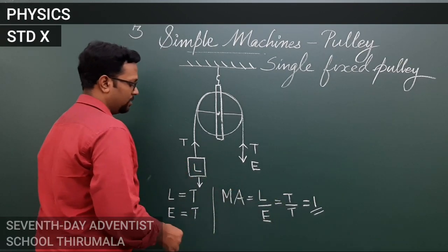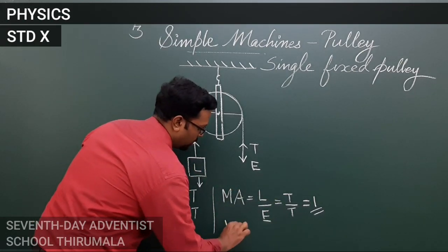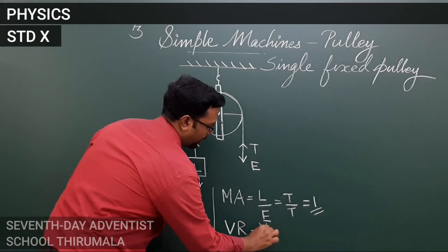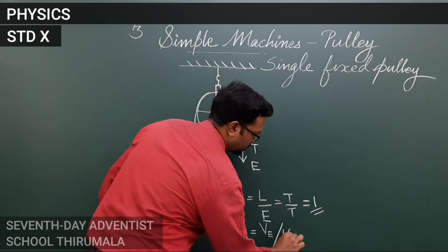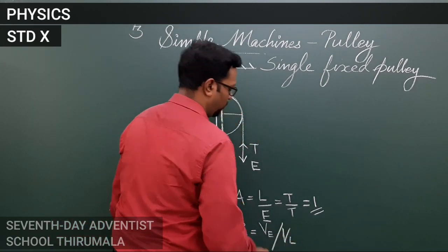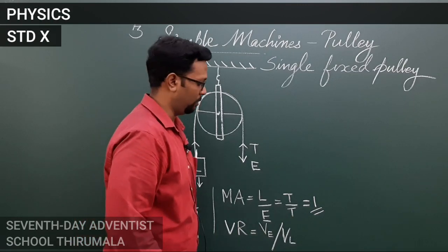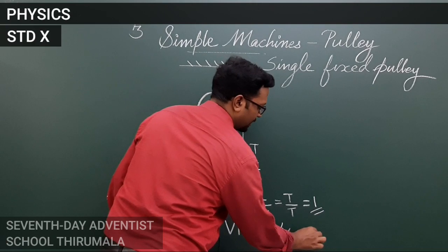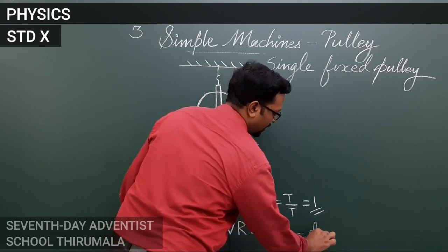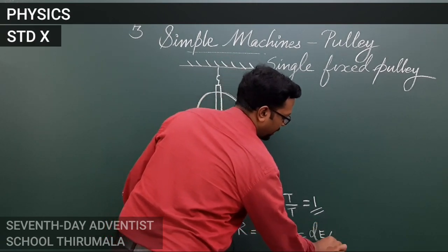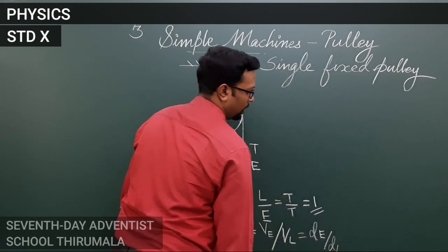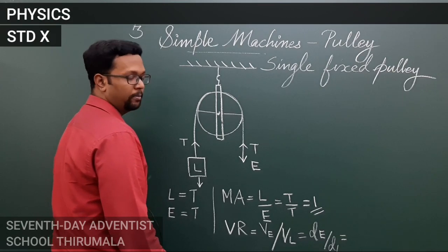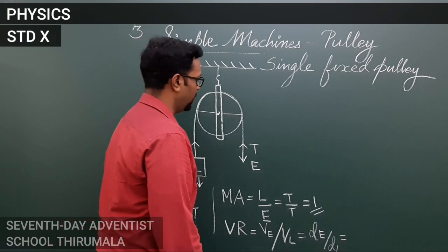So now we can check its velocity ratio. Velocity ratio is equal to velocity of effort divided by velocity of load, or we can write it as distance travelled by effort divided by distance travelled by load.